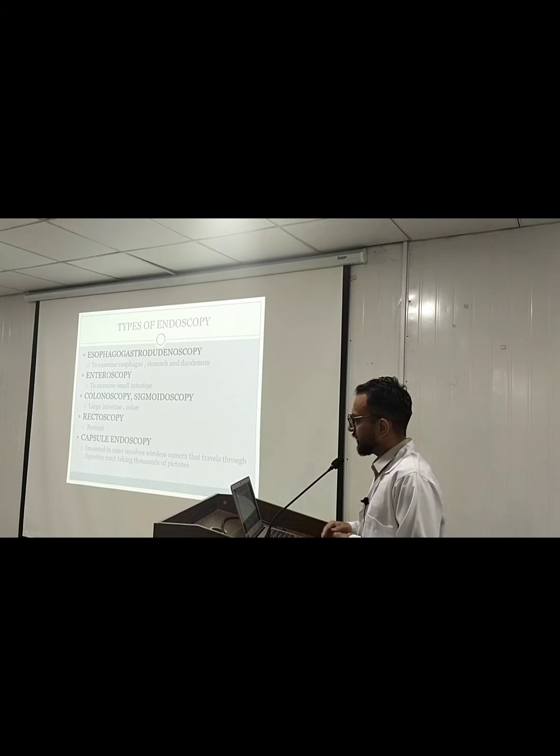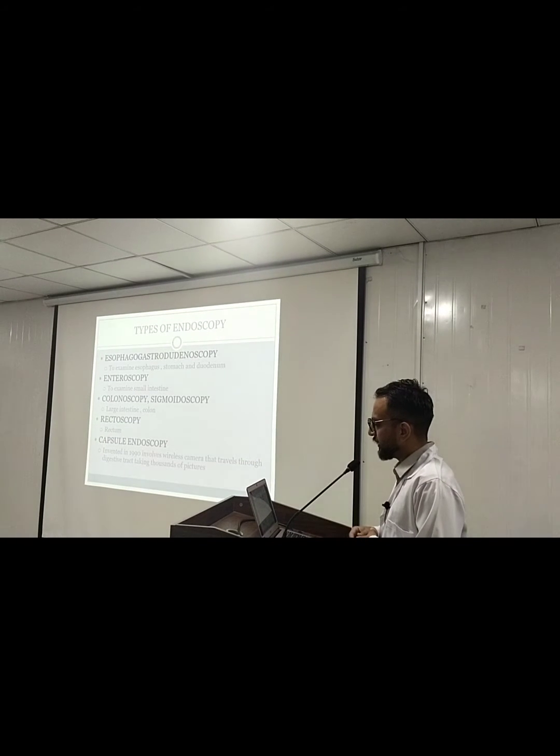Types of endoscopy, there are different types. First is esophagogastroduodenoscopy, which is used to examine the esophagus, stomach and duodenum. Next is enteroscopy, which is used to examine the small intestine. Colonoscopy and sigmoidoscopy examine the large intestine and colon. Rectoscopy examines the rectum. And capsule endoscopy, invented in 1990, involves a wireless camera that travels through the digestive tract, taking thousands of pictures.